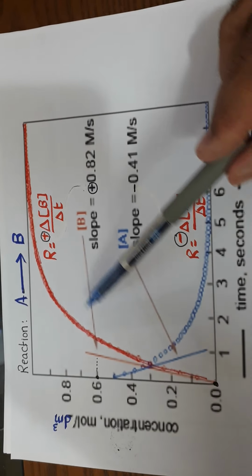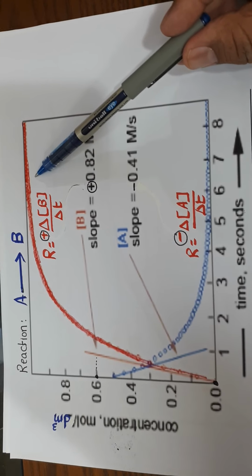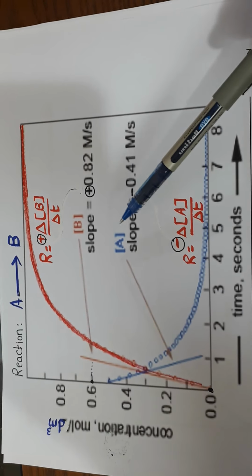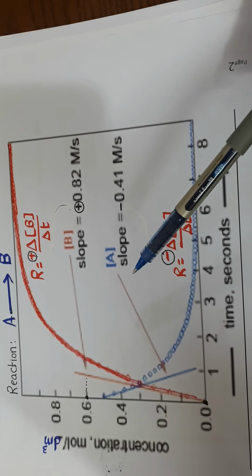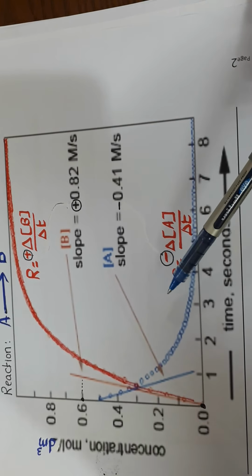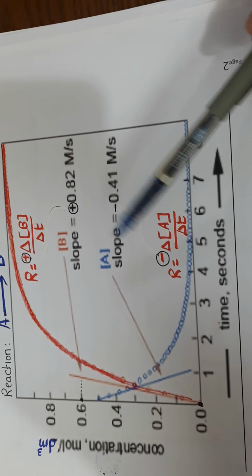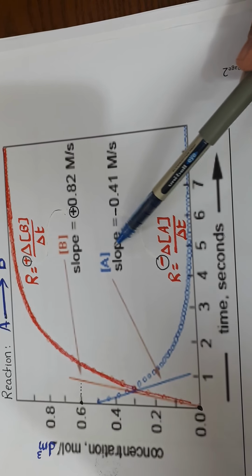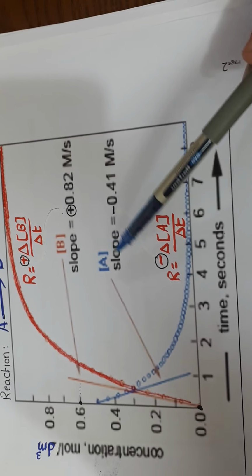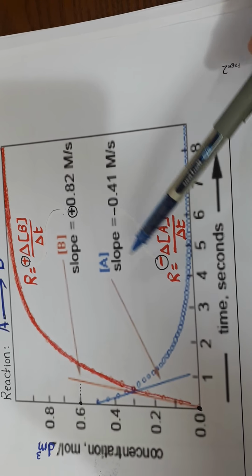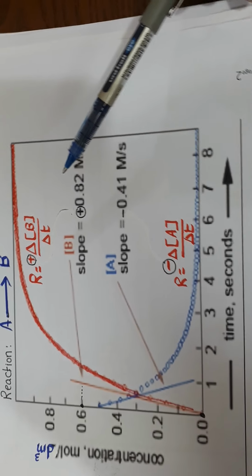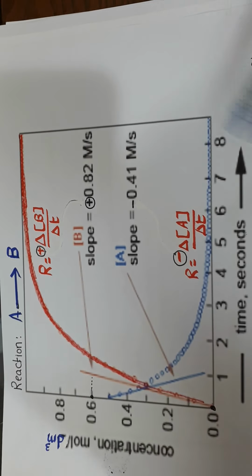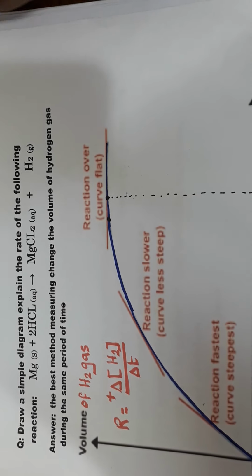But the products increase. To calculate the rate of reaction, we can calculate the slope of the curve, but the rate of reaction is always positive. The slope may be negative or positive. Positive or negative represents an increase or a decrease of the concentration during the time.